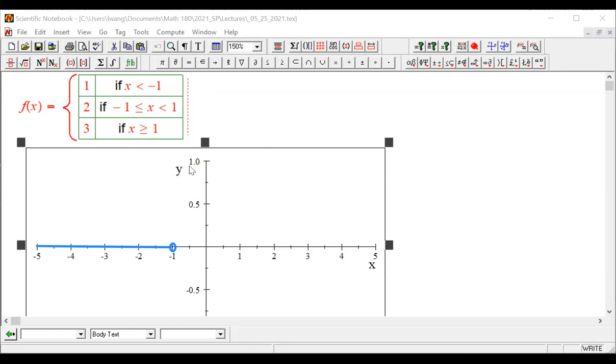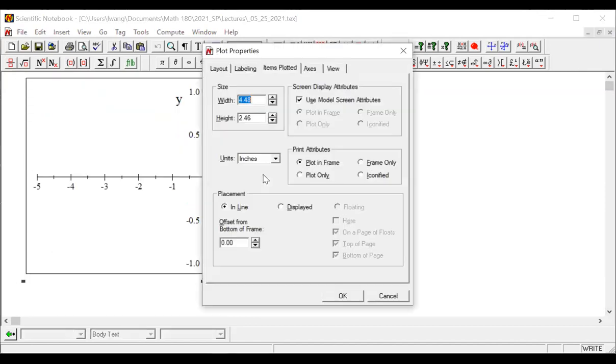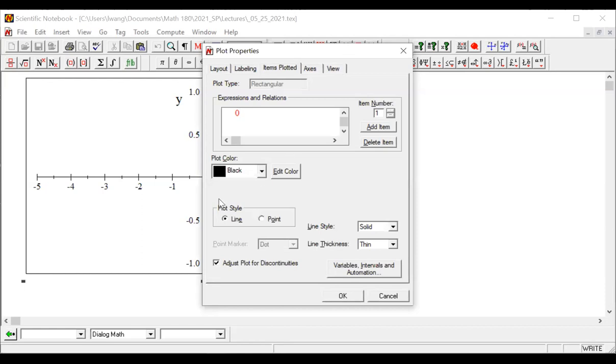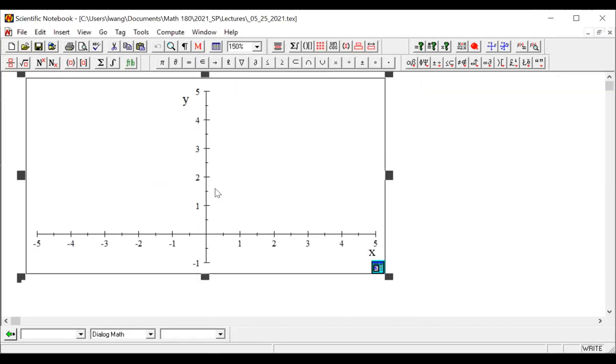Okay. Wait a second. I need to make some adjustment because I just realized this rectangular system needs an adjustment. Hold on. So I'm going to make this 5. So now 1, 2, 3, 4, 5. So that's the rule.